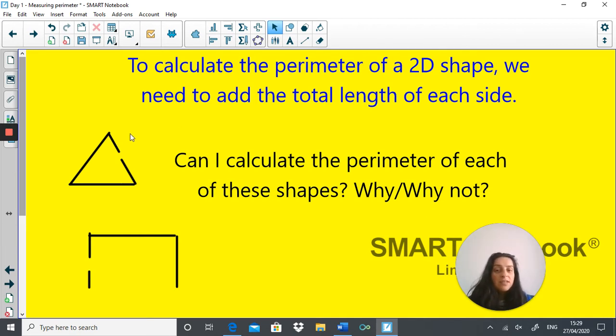So the answer is you cannot calculate the perimeter of these shapes because there is a gap here. And to calculate the perimeter of the shape, you need to know the total length of each side. And again, with this shape over here, it's not actually a 2D shape because there are gaps in there, so they're not 2D shapes, and you cannot calculate the perimeter. You don't know the total length of each side.